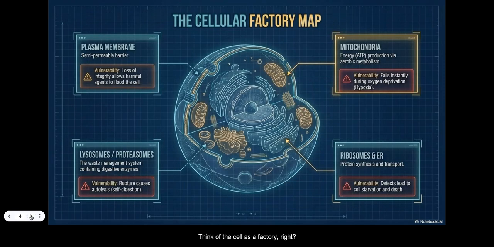Think of the cell as a factory with specific vulnerabilities. The plasma membrane is the security gate. If it loses integrity or doesn't work, harmful agents can flood the cell. They can get in. The mitochondria are the power plants. They fail instantly during oxygen deprivation, which is called hypoxia. Lysosomes handle waste, but their rupture causes autolysis, where the cell basically digests itself. Finally, defects in the ribosomes or the ER lead to protein synthesis failure. This causes cell starvation.